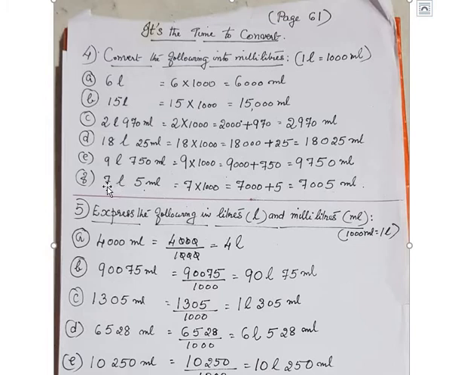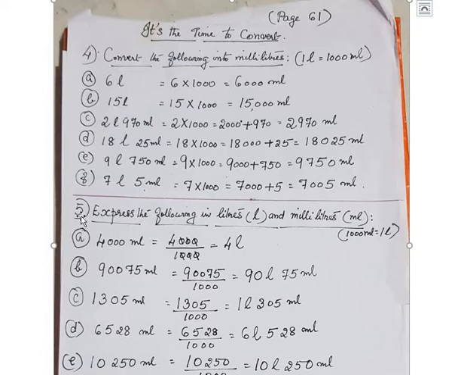In this group, last question, 7 liter 5 milliliter. When we do it directly, you may make a mistake. That's why we are showing the method here. 7 liter equal to 7 multiplied by 1000, 7000 plus extra, that is 5 ml. So 7000 plus 5 equal to 7005 ml. So this is the conversion of liter to milliliter. Now question number 2.